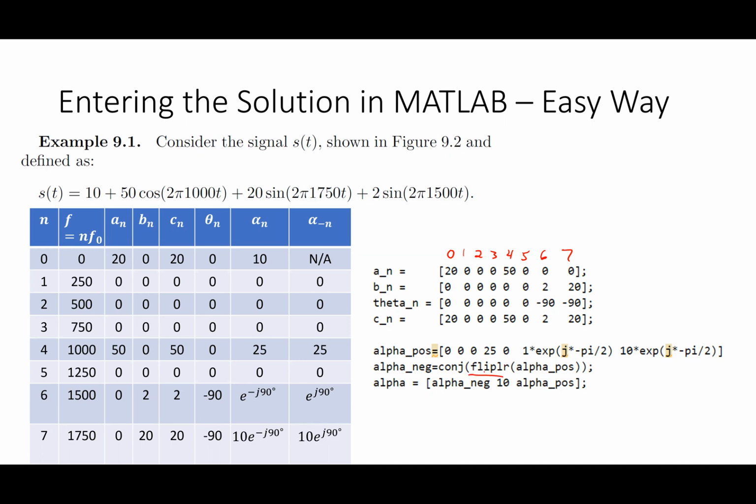Anybody know what that does? It flips the vector left to right. So whatever's last becomes first, and whatever's first becomes last. All right. They basically mirror over each other. Okay. And then I take the conjugate of it. And then I put these positive values and negative values together into one vector. And in between them, I sandwiched in the value for n equal to 0.